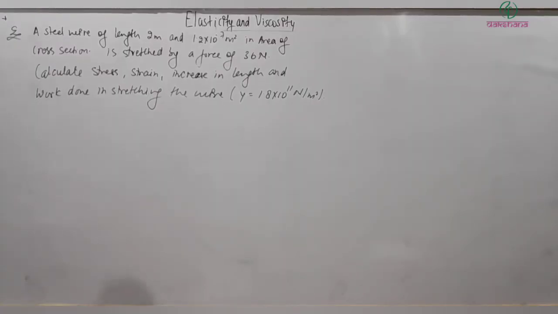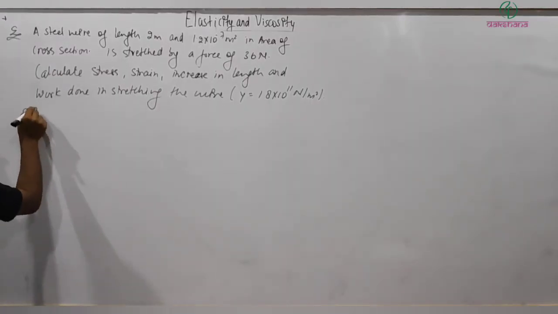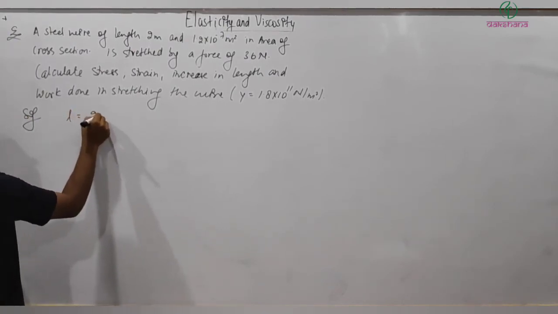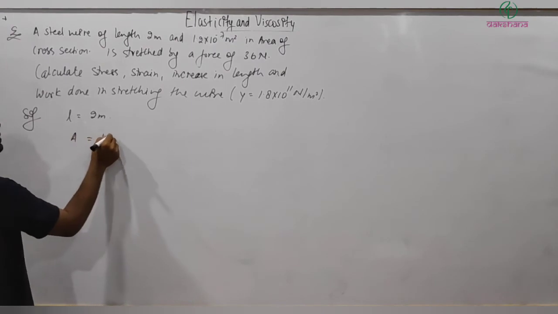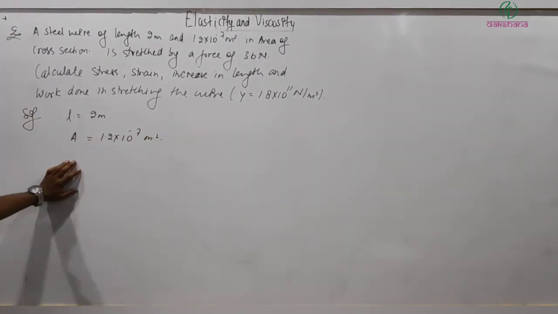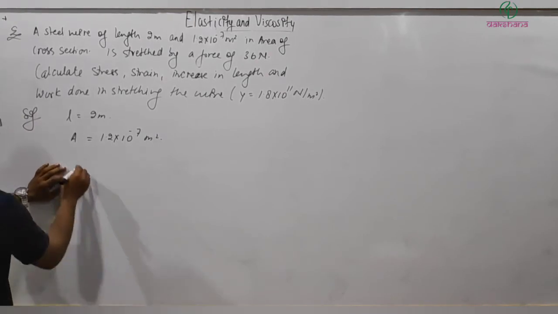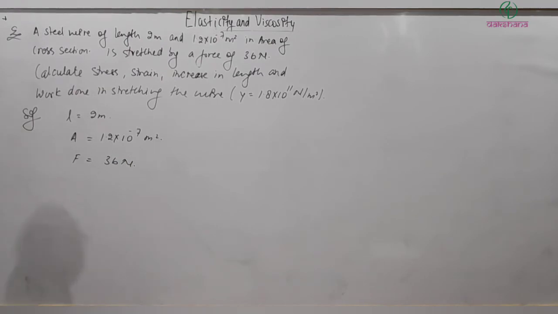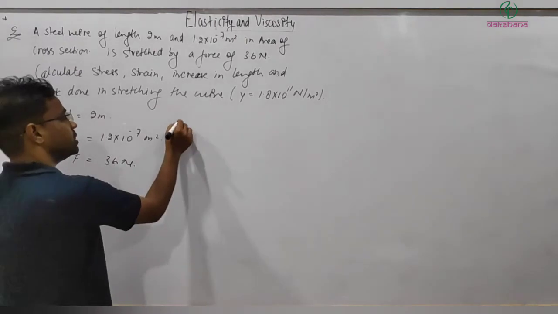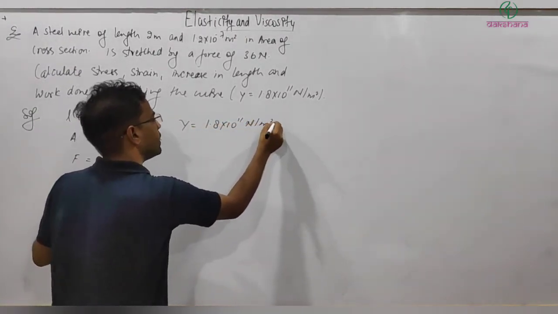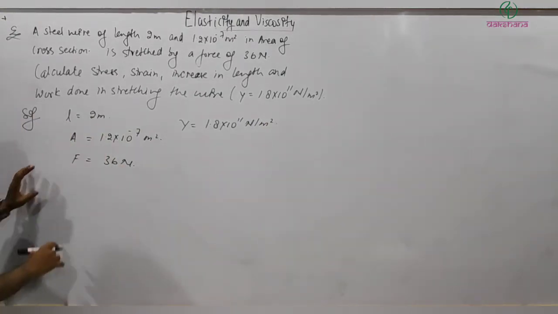Okay, see one simple application here. One problem is given. A steel wire of length 2 meter, area of cross section 1.2 into 10⁻⁷ meter square, is stretched by a force. So force applied is 36 Newton. Calculate stress, strain, increase in length, and work done in stretching the wire. And Young's modulus is given as 1.8 into 10¹¹ Newton per meter square. So basically all the data is provided.